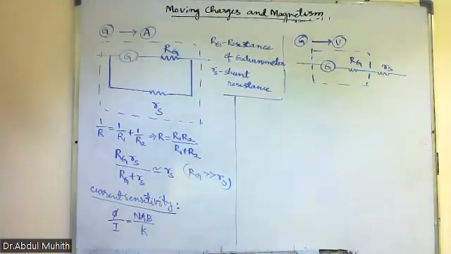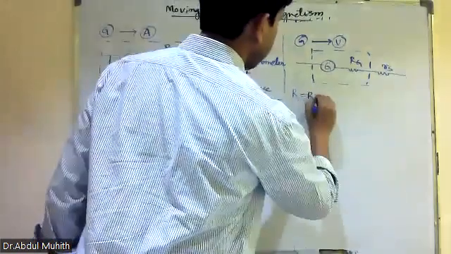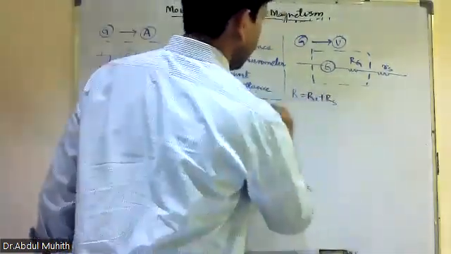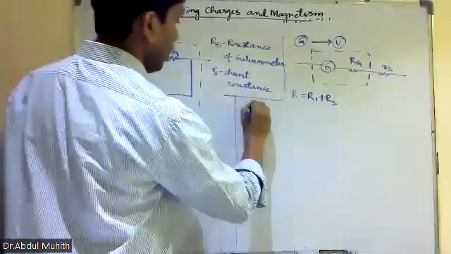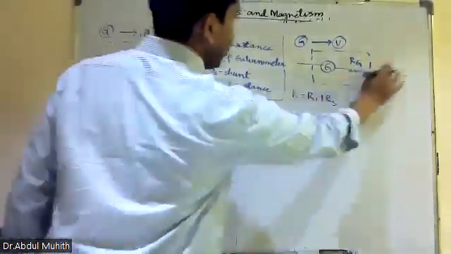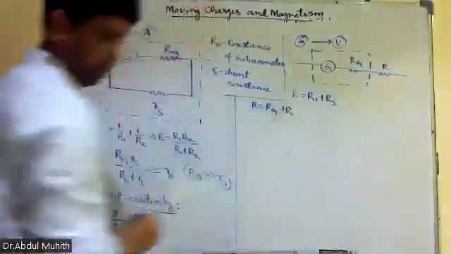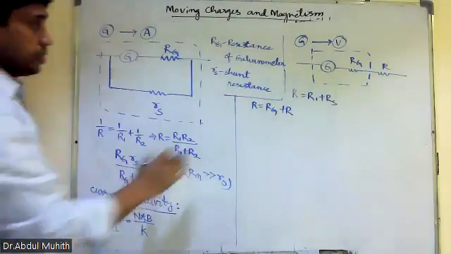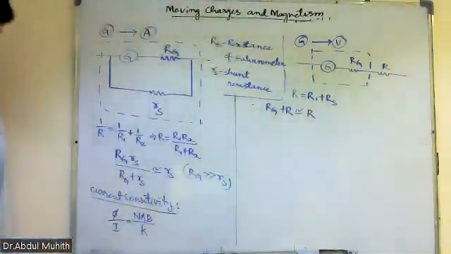Now they are in series. What is the formula for series? R is equal to R1 plus R2. So similarly, we are writing here R is equal to, I'll write capital R here better, RG plus R. So that is equal to RG plus R, which is also equivalent to R.